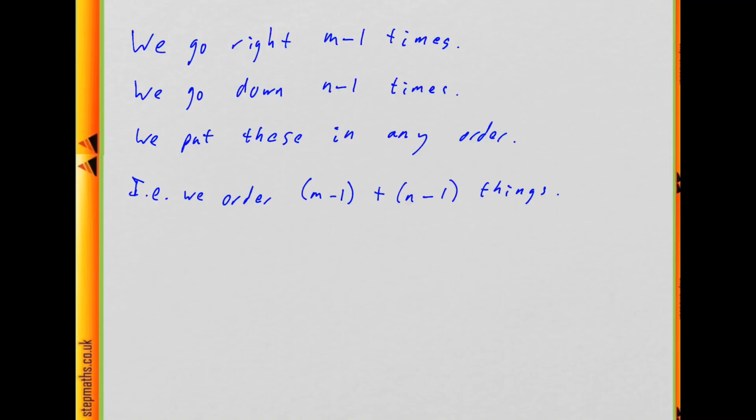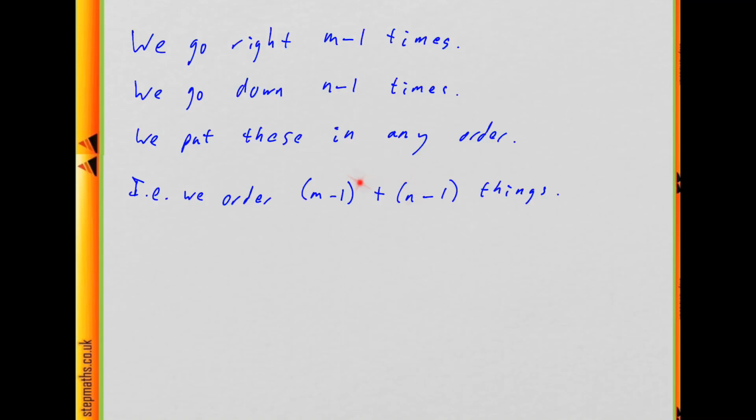Okay, so first we've got going right m-1 times and going down n-1 times. We're putting these in some order. So how many things are we ordering? We've got m-1 rights and n-1 downs, so that's m-1 plus n-1 things total. But we could simplify this to m plus n-2. So you might think the answer is just (m plus n-2) factorial, because when we want the number of orders of things, we just do the factorial.